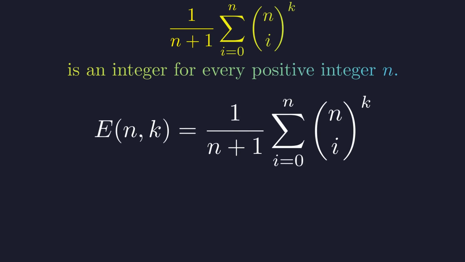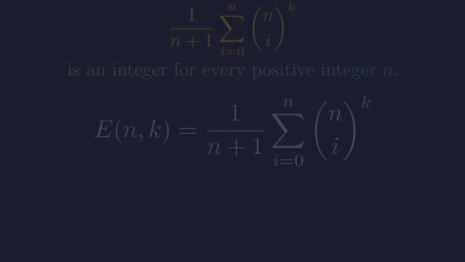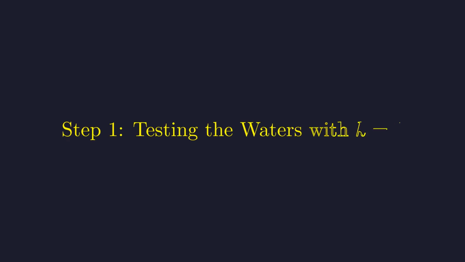Let's call our expression e of n and k. The condition is that this must be an integer for all positive n. A great starting point in any for-all-n problem is to test the simplest case. Let's see what happens when k is equal to 1.